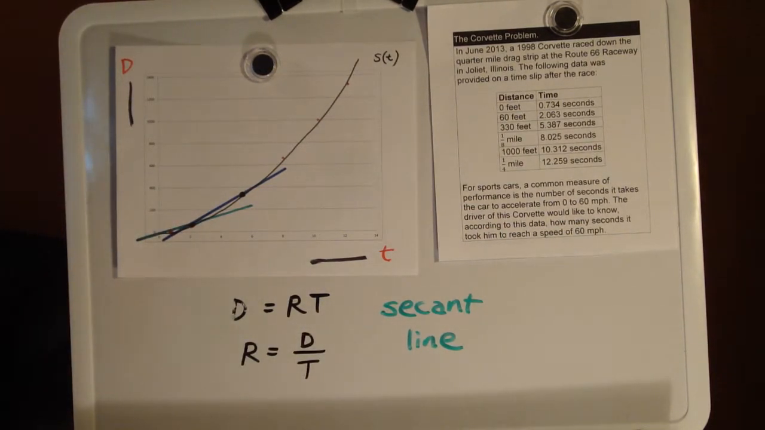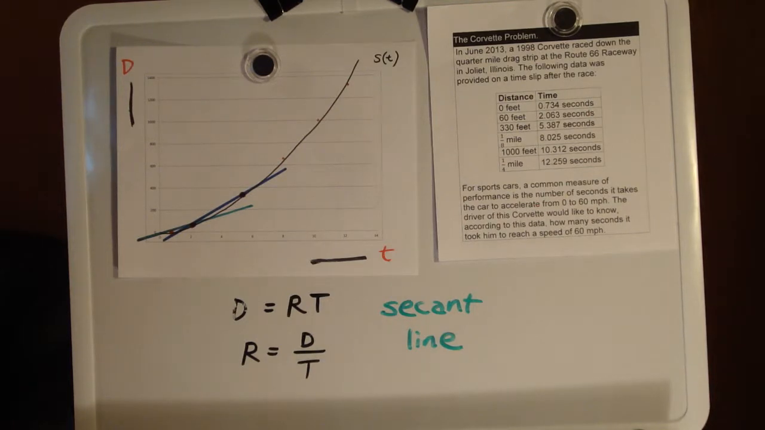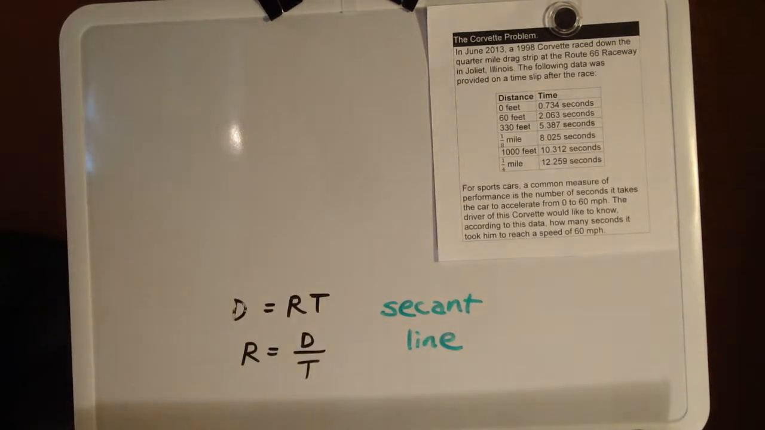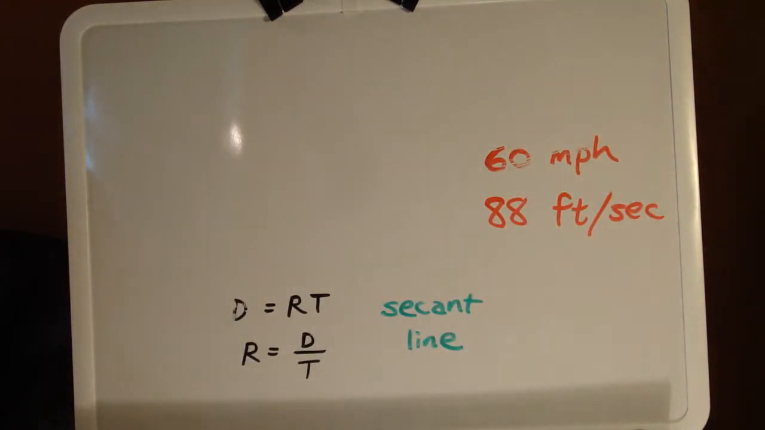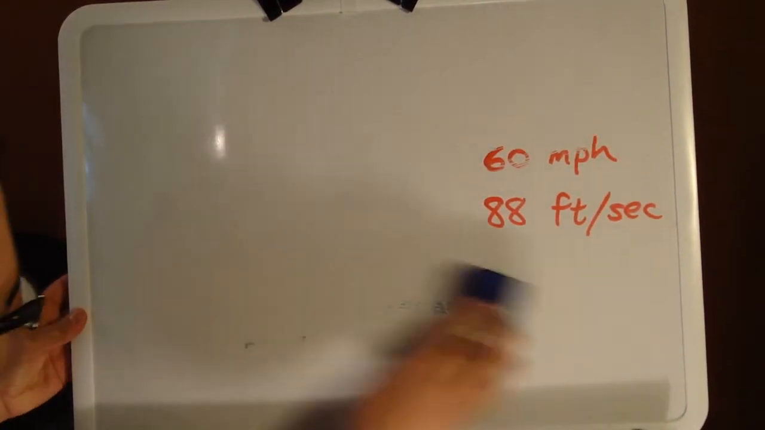Okay, so the bad news about all this is that it's pretty easy to calculate, but at the same time, none of it is really going to answer the question here. And the question here is, at what time moment, or how long does it take, to reach 88 feet per second? So I'm going to switch gears here.